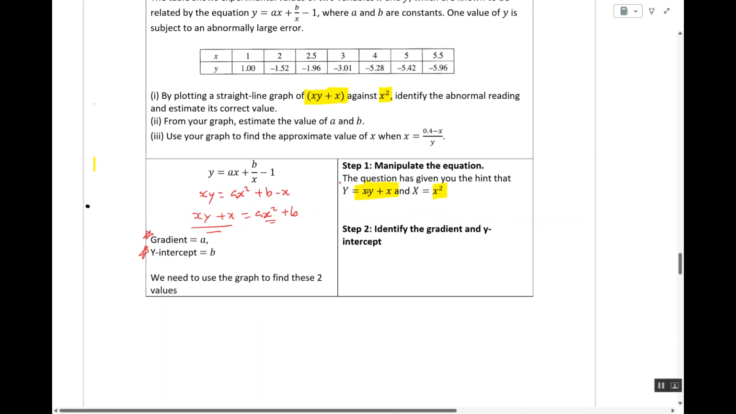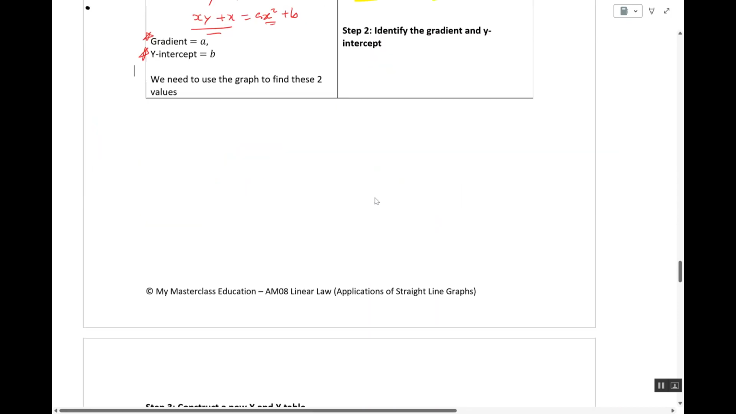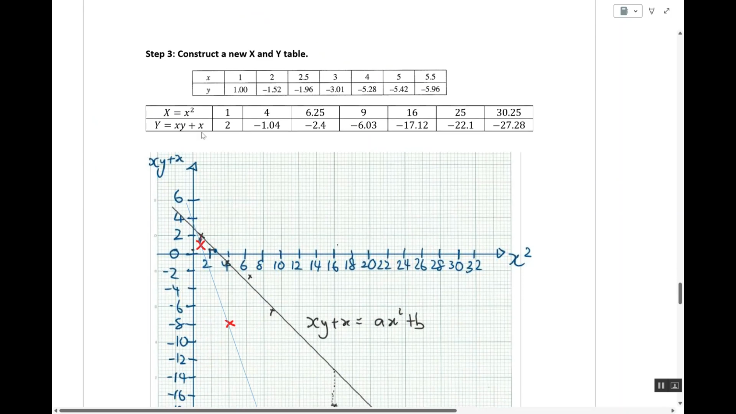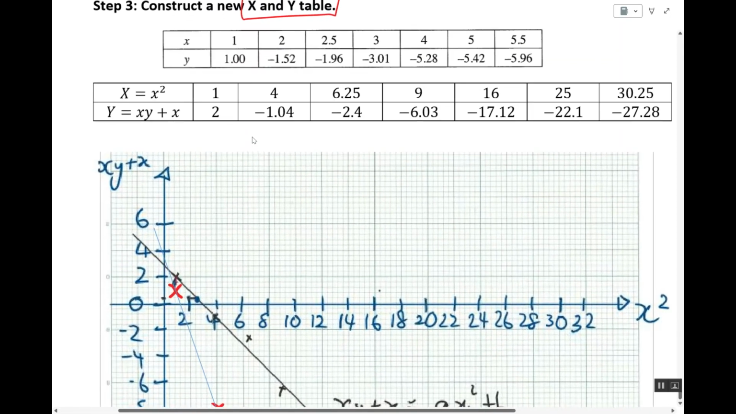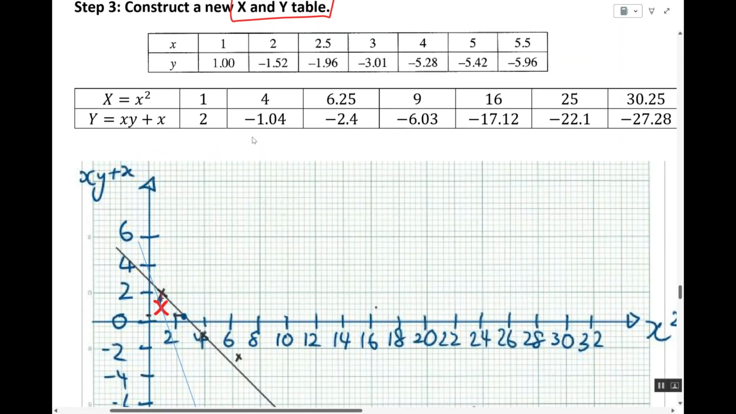So this is a set of values for x and y. But now you need to be clear that your big Y and big X are completely different. It's not just x and y. So you need to construct a new table for big Y and big X, based off the set of values given to you. So how do I do that? Very simple. Let's take the first pair of values for example.